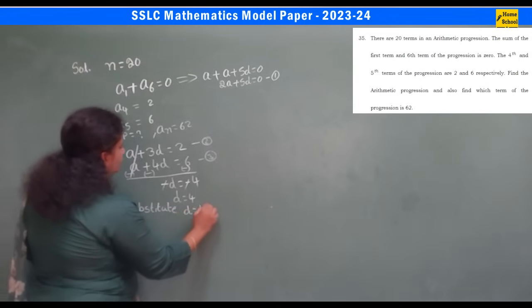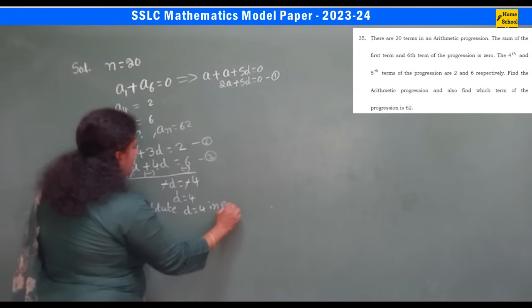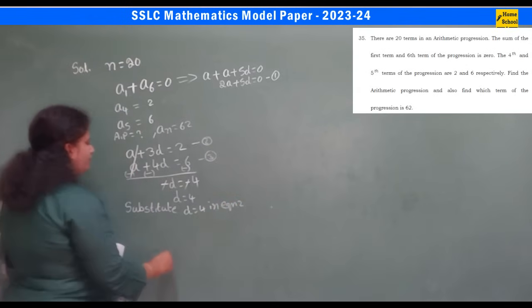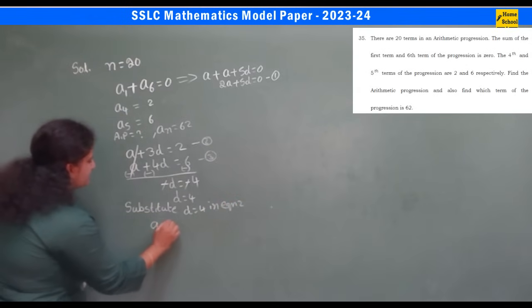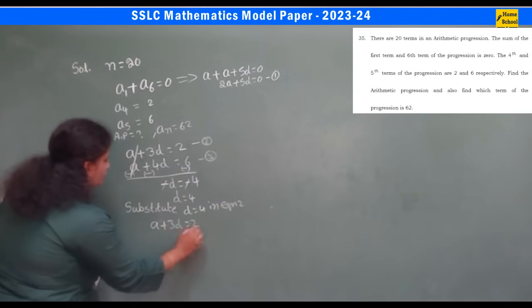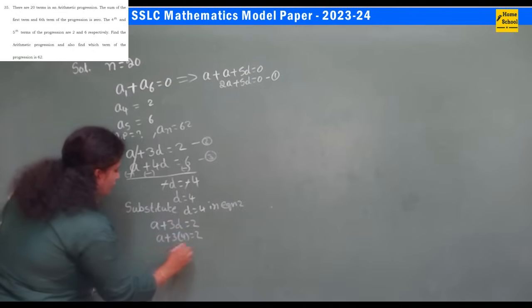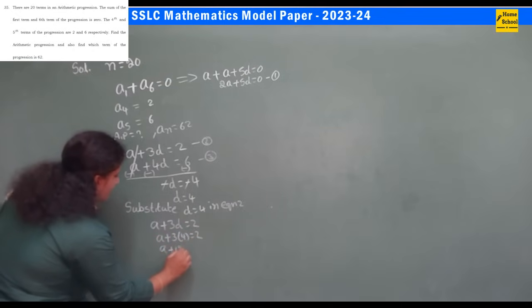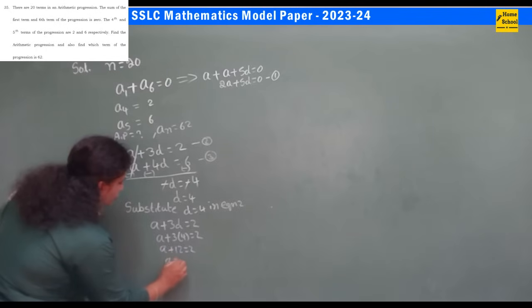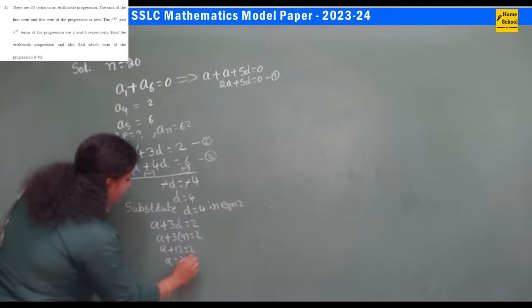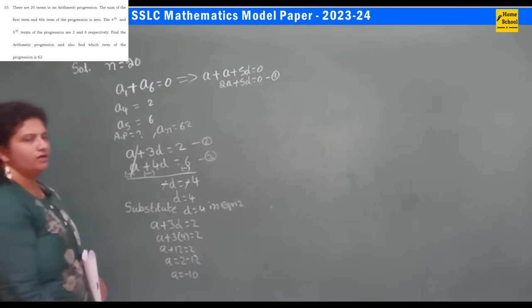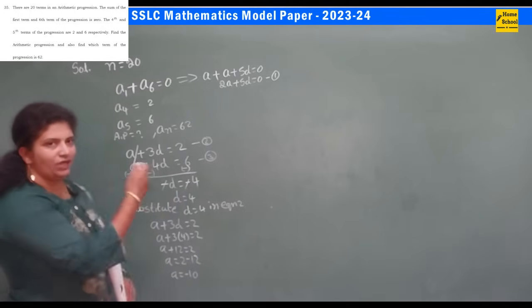D is equal to 4 in equation 2. Right? A plus 3D is equal to 2. A plus 3 into 4 equal to 2. A plus 12 is equal to 2. A is equal to, sending 12 to the other side, 2 minus 12. A is equal to minus 10. Now I got the first term and the common difference.